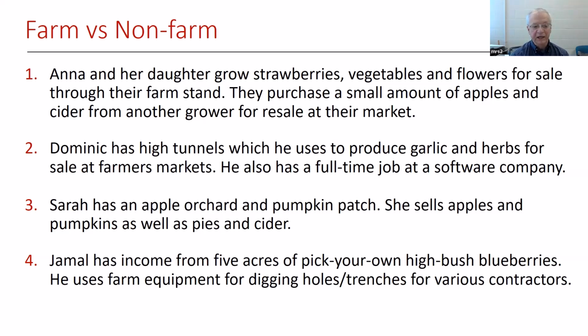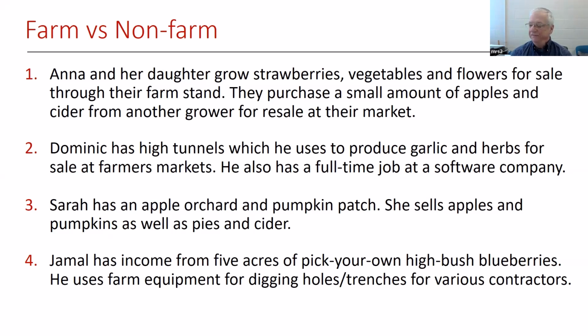In the third one, Sarah has an apple orchard and a pumpkin patch, and she sells apples and pumpkins. Agriculture, but also produces pies and cider. Technically, the pies and cider are Schedule C income. And so they have to report it on the Schedule C.